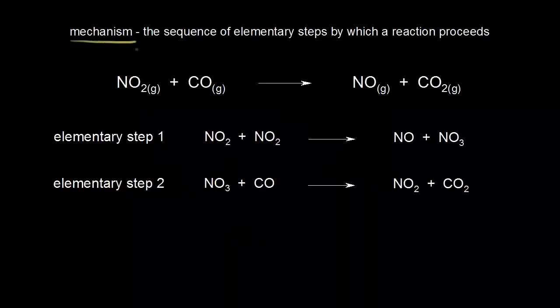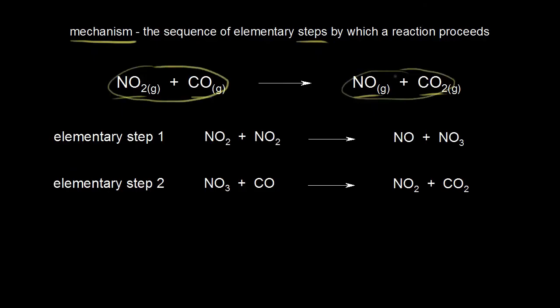A mechanism is the sequence of elementary steps by which a reaction proceeds. So if we look at this reaction, here we have nitrogen dioxide plus carbon monoxide, giving us nitric oxide and carbon dioxide. Our two reactants don't go to our products in one step. There's a sequence of elementary steps by which the reaction proceeds. There's a mechanism for this reaction.